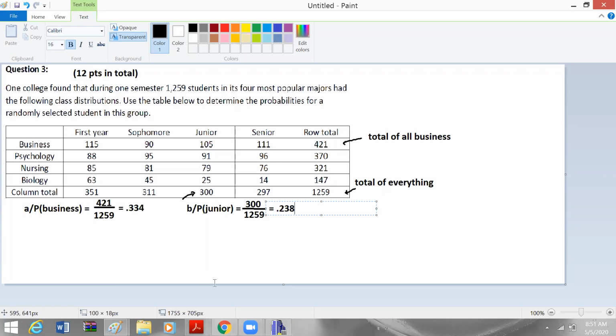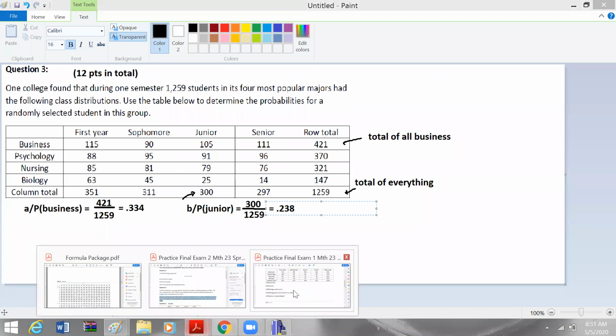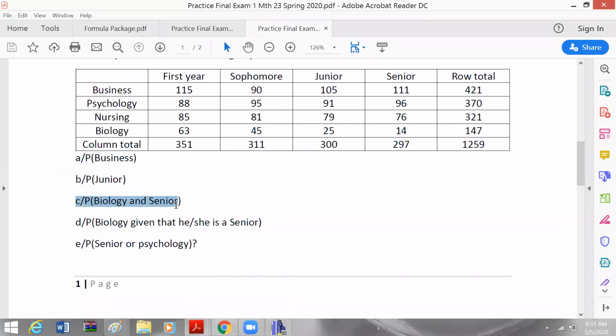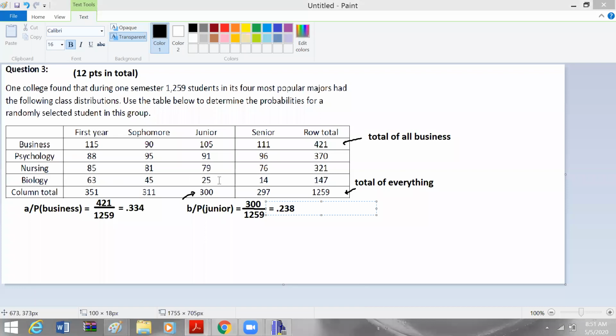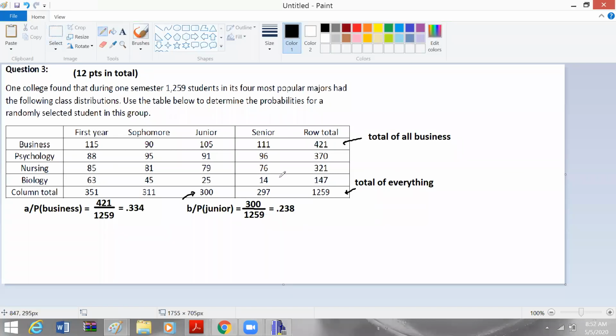So now we're gonna go to the next part. The next part is asking us to look for the bio and senior. So biology and senior, that will be 14. Let me just use the arrow to indicate the thing that we have. So this is the bio senior, right?